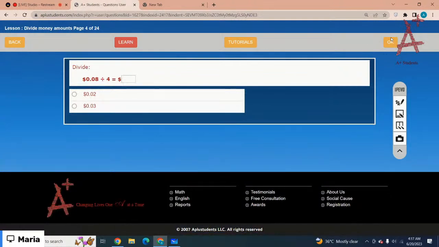Okay, the next one is 0.08 divided by 4. So which is the correct option? Yes, 4 times 2 makes 8. So it would be 0.02.